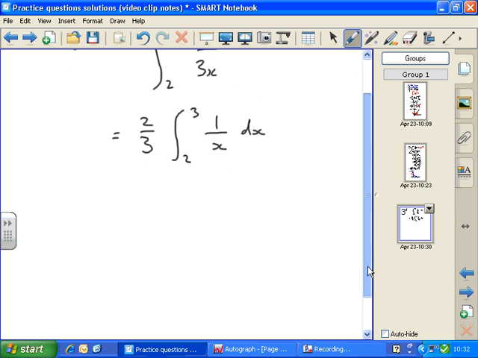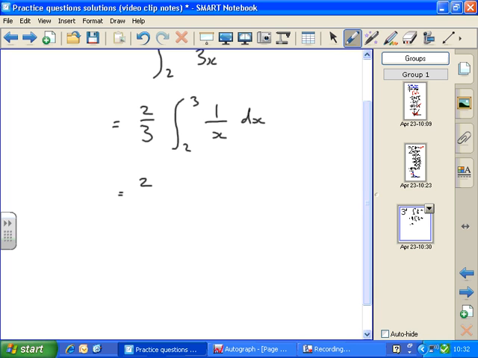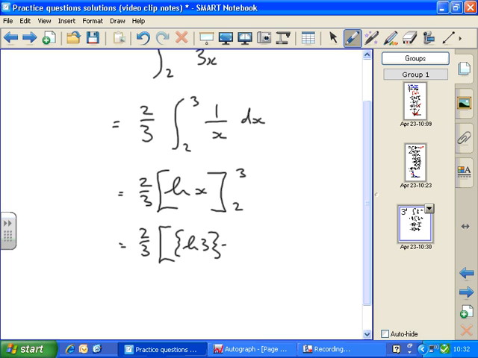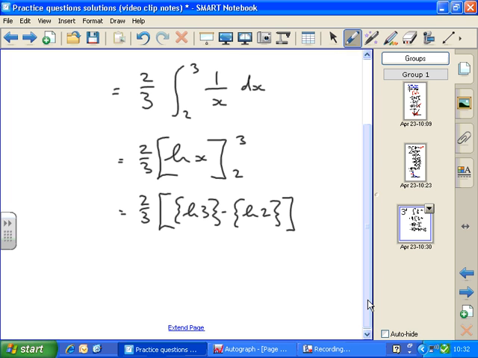So we get that the integral equals 2/3 log x between 2 and 3, which we can work out. So this becomes 2/3, putting the first limit in first. So this is log 3 minus log 2. And work that out, and you should get the answer that's on the paper.